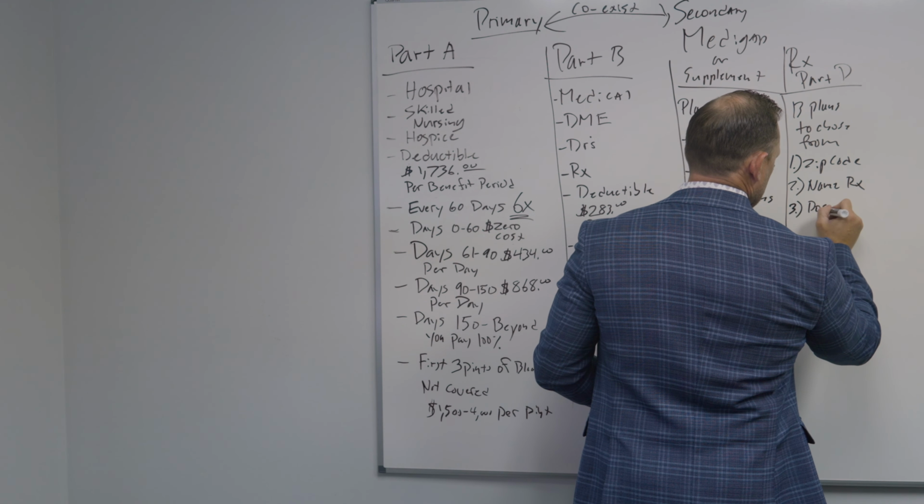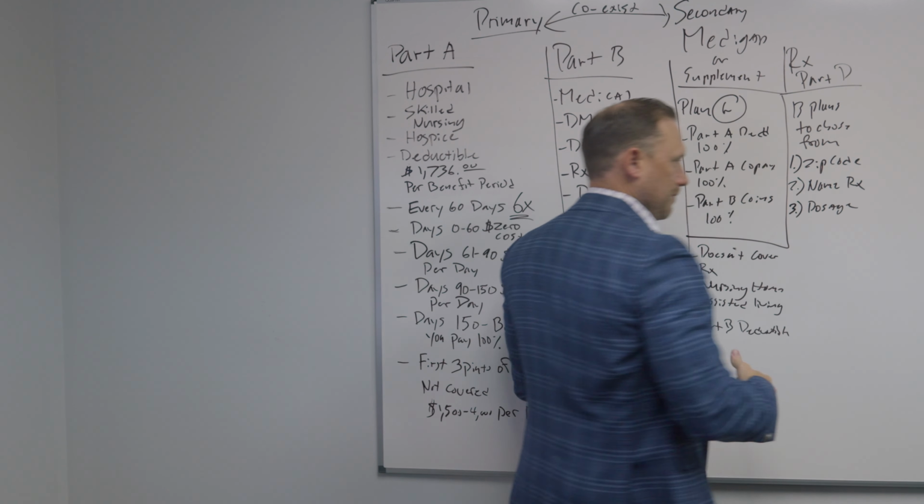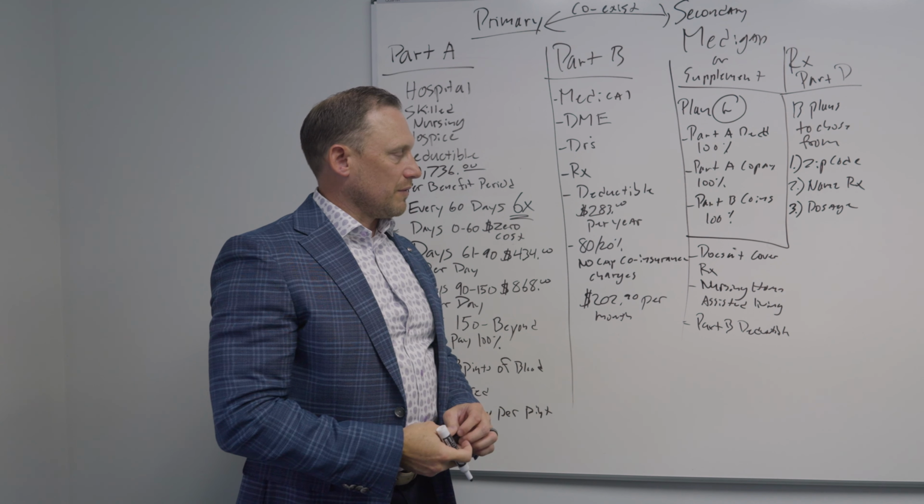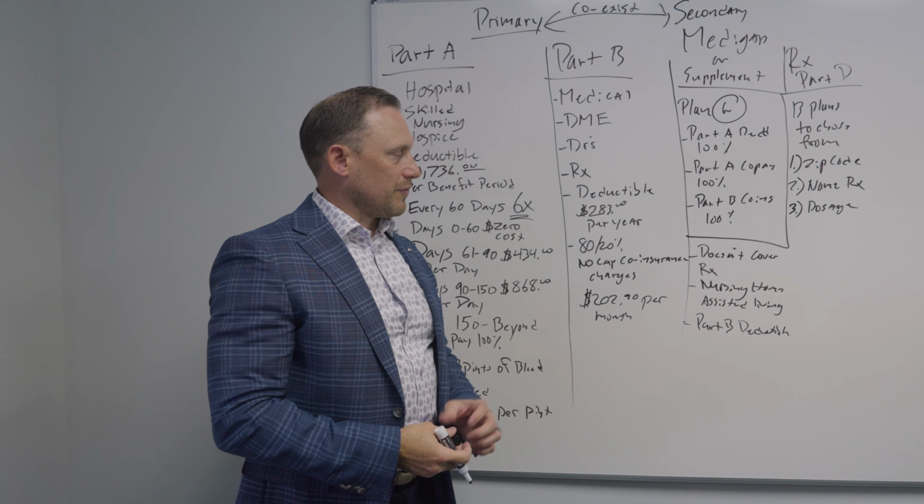3, what is the dosage amount? Is it 20, 40, 60 milligrams? If you're taking insulin, we want to know the units per injection. If it's an inhaler, we want to know the percentage, the size of the actual inhaler itself.